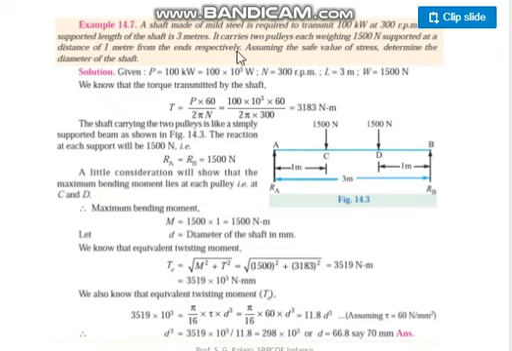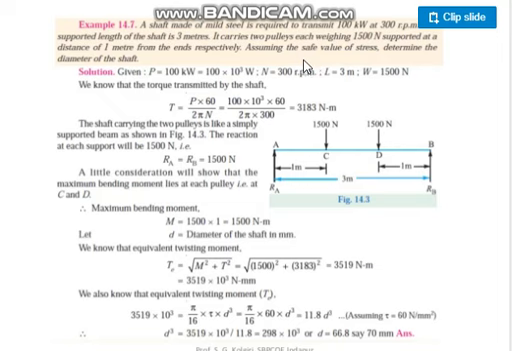Okay, so what are they saying? Then, assuming the safe value of stress, determine the diameter of the shaft. Safe value of stress? What is the safe value of stress? You see, in this figure they have not given the safe value of the stress. So we have to assume. You should keep certain values in your mind. Normally this value will be so much. Like that you should have in your mind.